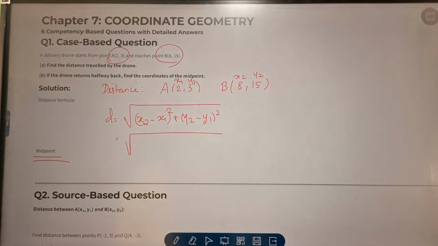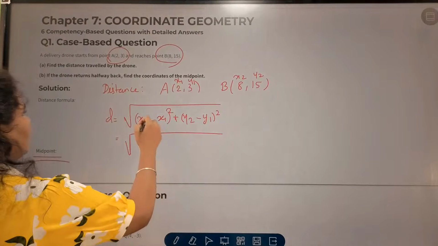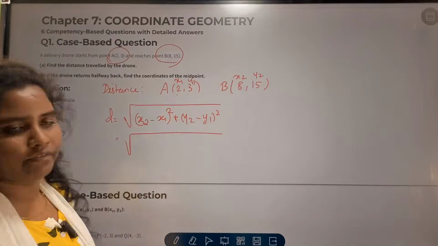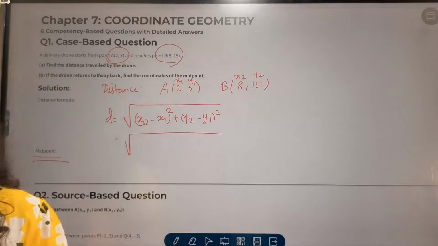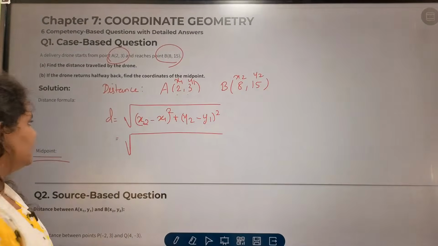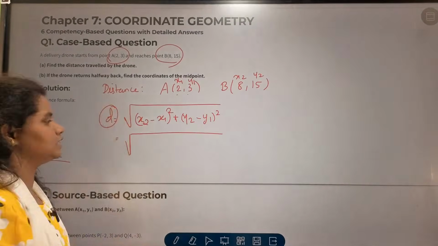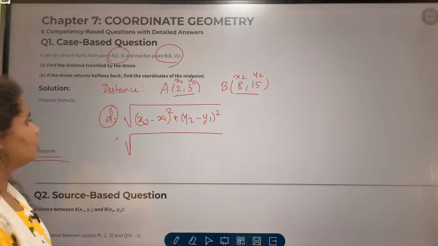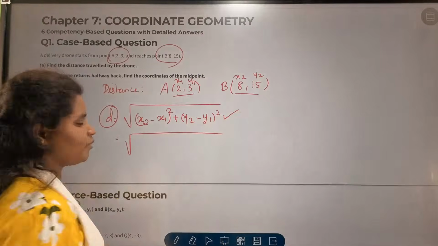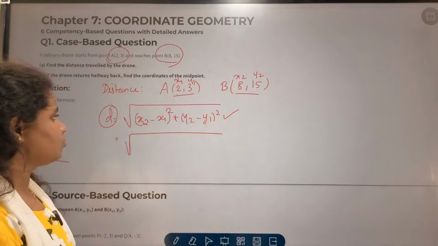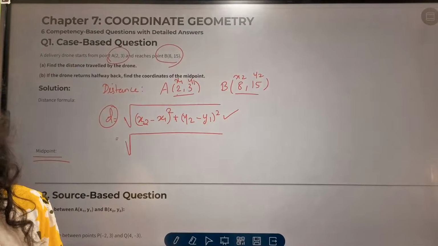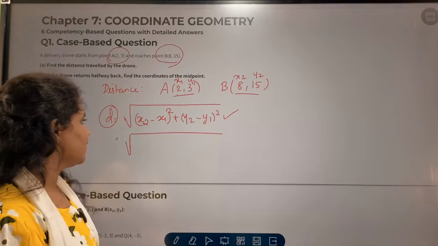Yes, Ragul. See, the question is given as A is equal to x1, y1, that is 2, 3, and B is given as 8, 15. We have to find the distance. Can you find the distance for this AB? Yes. So here the formula is (x2 minus x1) the whole square plus (y2 minus y1) the whole square. Can you try and say the answer? What is the distance?